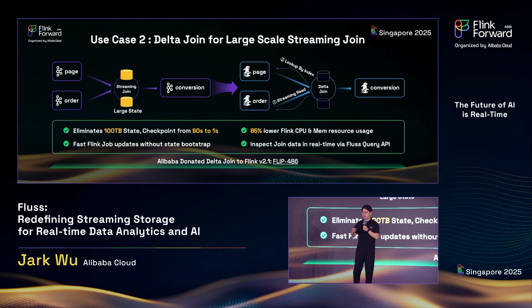The good news is that we have already donated this delta join into Apache Flink, and it will be included in the upcoming 2.1 release. If you are interested, there is a Flink 2.1 session in the analytics track this afternoon, where Lincoln will share more details about the design and implementation of delta join.